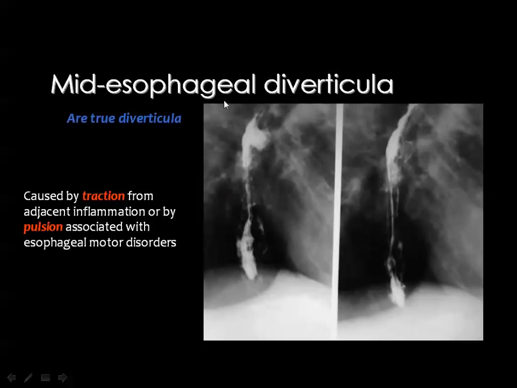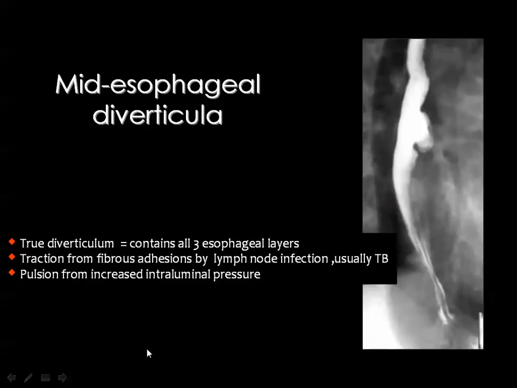Then the mid-esophageal diverticuli are true diverticuli formed of all three layers of the esophageal wall, and they may be due to traction or due to pulsion. Pulsion diverticuli are due to increased intraesophageal pressure, and the traction diverticuli are caused by traction on the esophageal wall, usually by inflammatory lymph nodes in the mediastinum.